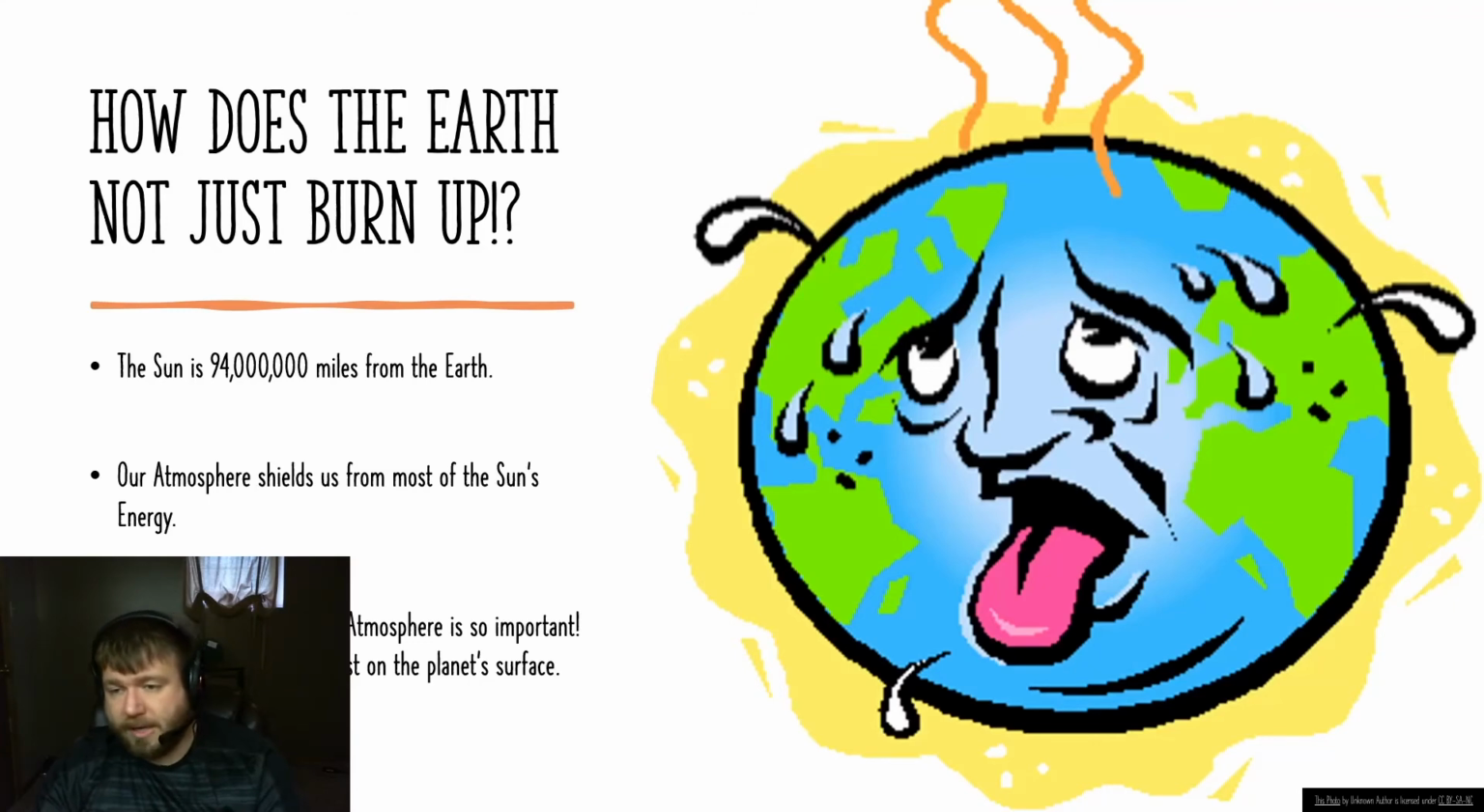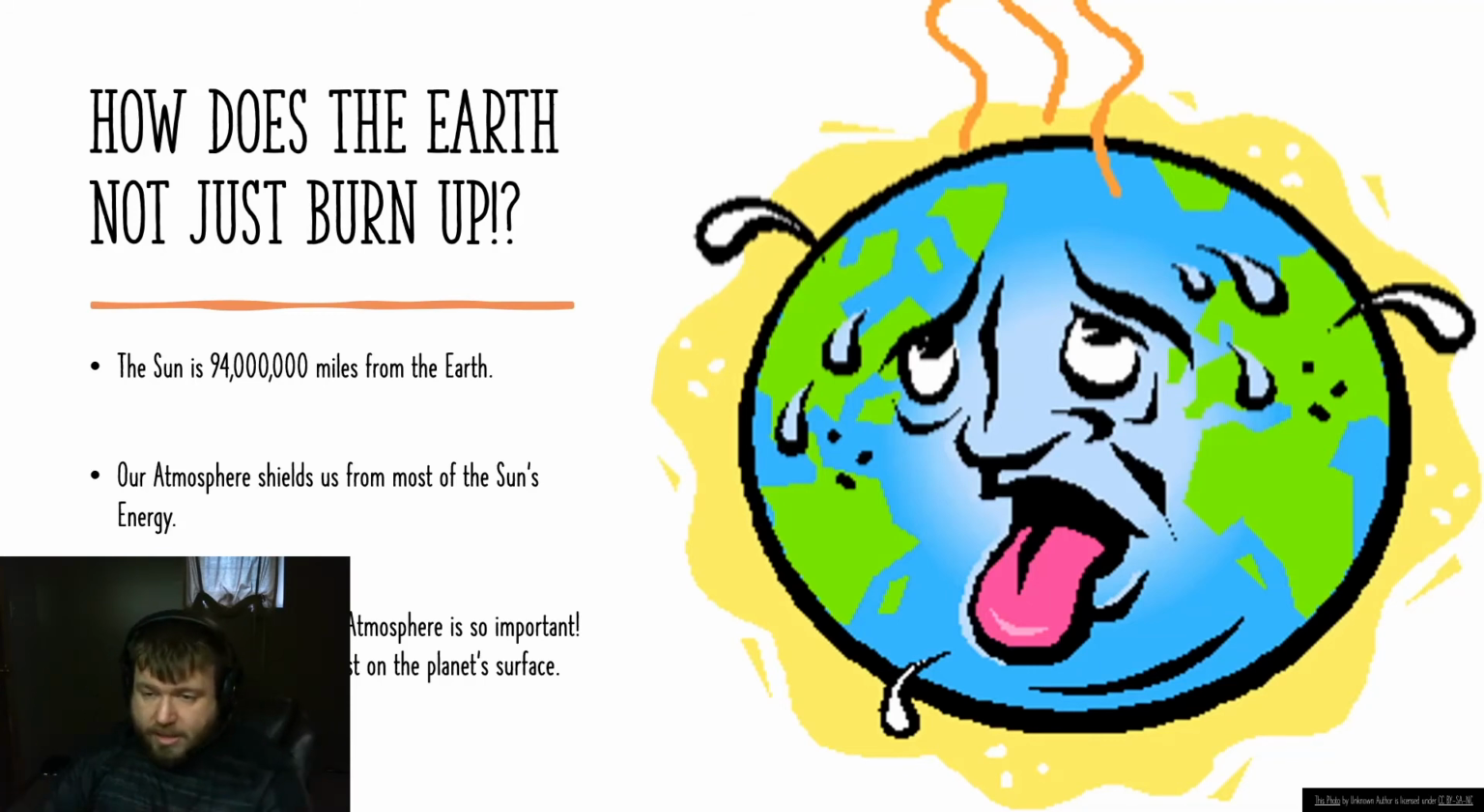Okay, so we've talked about how hot the sun is and how it's just constantly burning and putting off this energy. How does the Earth not just burn up? Well, first off, the sun is 94 million miles from the Earth. So the fact that we're that far away from it disperses some of the heat and radiation there.